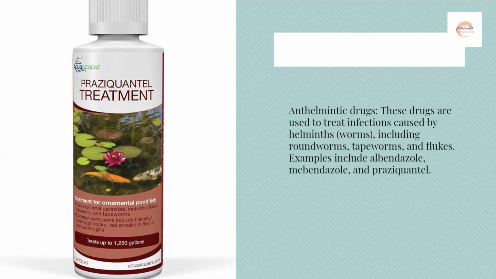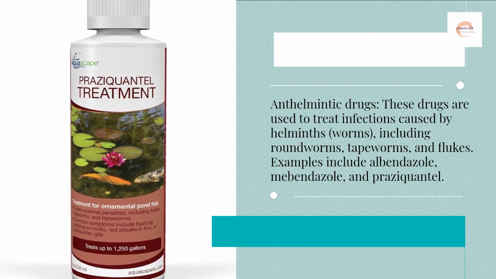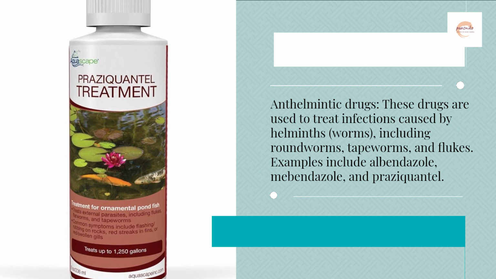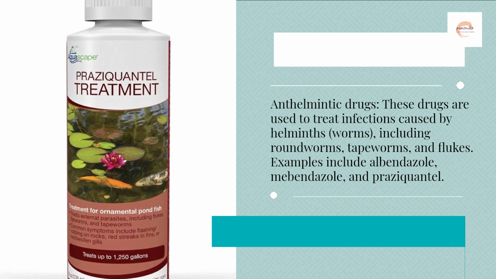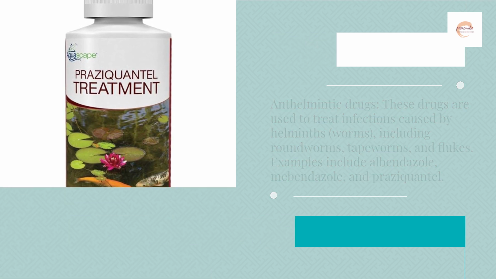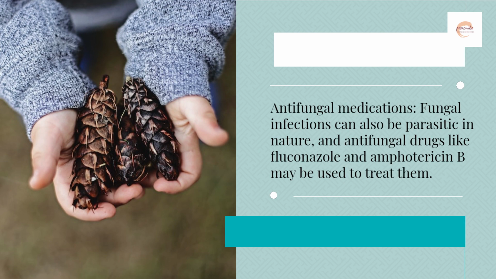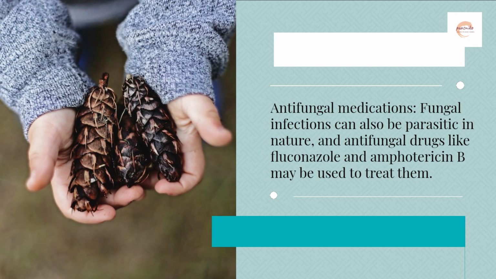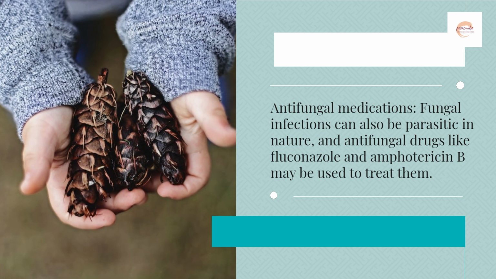Anthelmintic drugs. These drugs are used to treat infections caused by helminths (worms), including roundworms, tapeworms, and flukes. Examples include albendazole, mebendazole, and praziquantel. Antifungal medications. Fungal infections can also be parasitic in nature, and antifungal drugs like fluconazole and amphotericin B may be used to treat them. Follow the prescription.